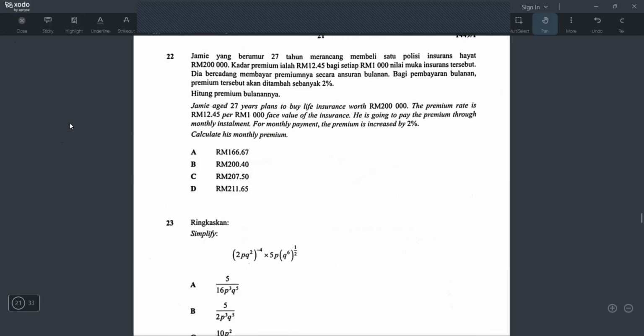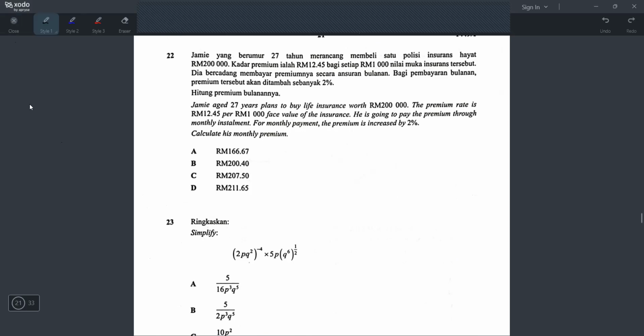Okay, so yep. Let's go number 22. Jamie, age 27 years, plans to buy life insurance worth 200,000. This is the face value. All right, face value. In insurance, we call it face value. The premium rate is 12 ringgit 45 cents per 1,000 ringgit face value. It means every 1,000 ringgit, you have to pay 12 ringgit 45 cents. All right. So we can actually calculate our annual premium already.